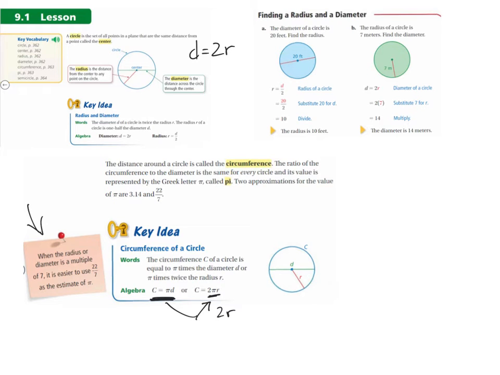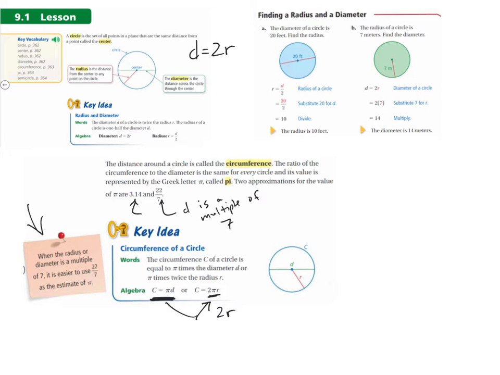So, like I've always said, I like fractions because fractions are more precise than decimals. So when you're using pi, you can use either 3.14, or you can use this fraction, which is 22 over 7. Now, when will you use 22 over 7? We're going to do one like that here in just a second. You will use 22 over 7 whenever your diameter is a multiple of 7. And you'll see why in a second.